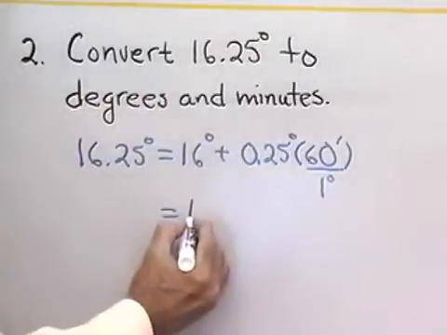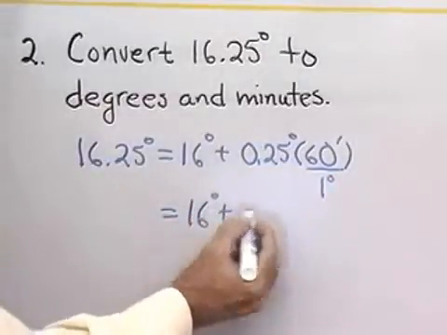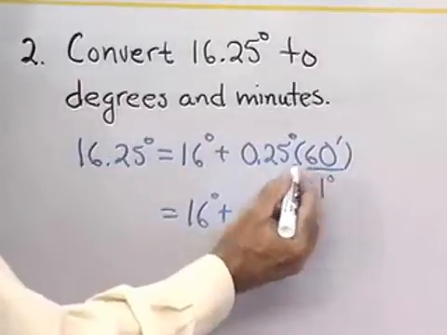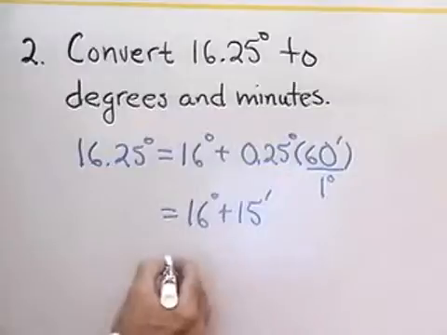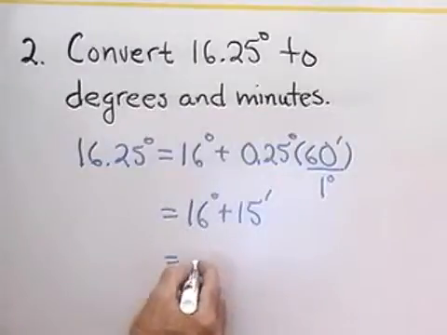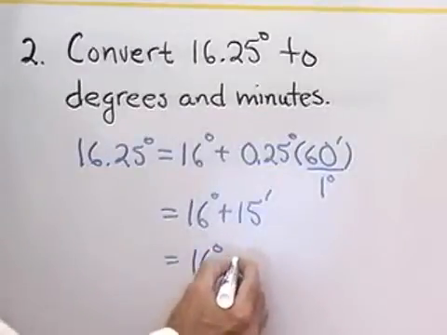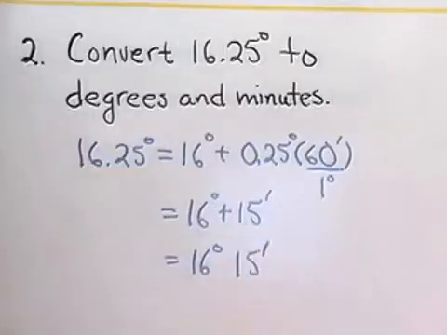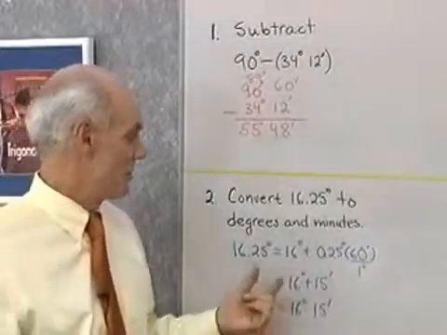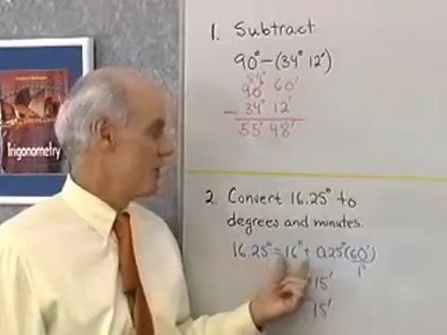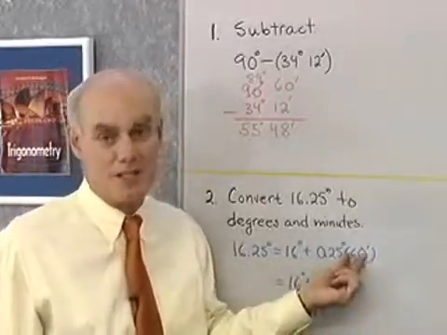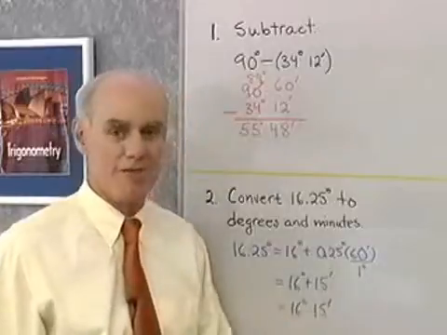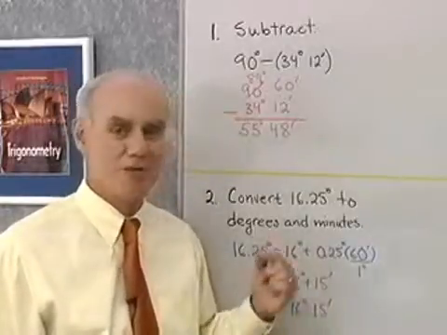In any case, I end up with 16 degrees plus 0.25 times 60 is going to be 15. And so I have 16 degrees, 15 minutes. So to change from decimal degrees into degrees and minutes, I just take my decimal part right here and multiply by 60 minutes, and I end up with the number of minutes that I have in 0.25 degrees.